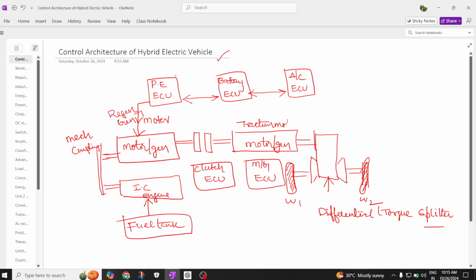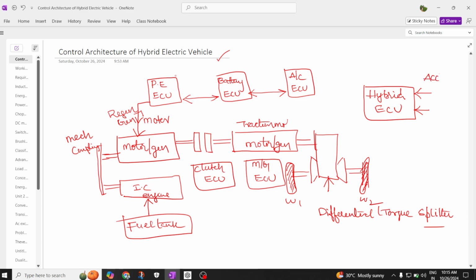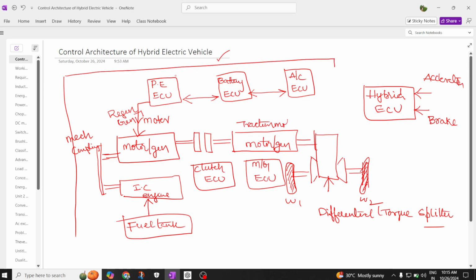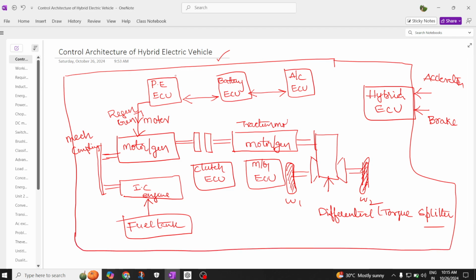You can see here that each individual ECU is controlled by a hybrid electronic control unit. This hybrid electronic control unit has two types of inputs, which are nothing but the inputs applied by the driver. The first input is the acceleration, or the throttle he applies, and the next is the brake. All these are interconnected. This complete system is connected to the hybrid ECU. This is a block diagram, so we can't draw the exact diagram 100%.